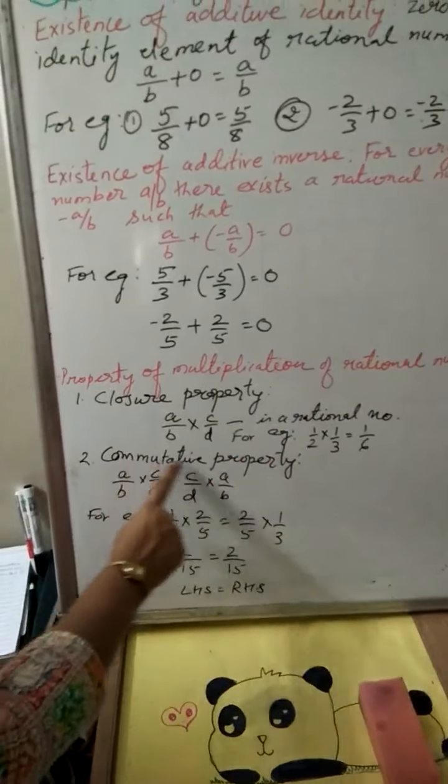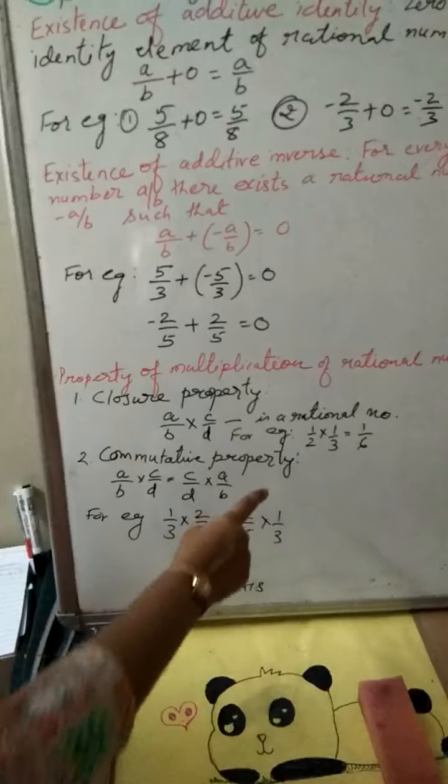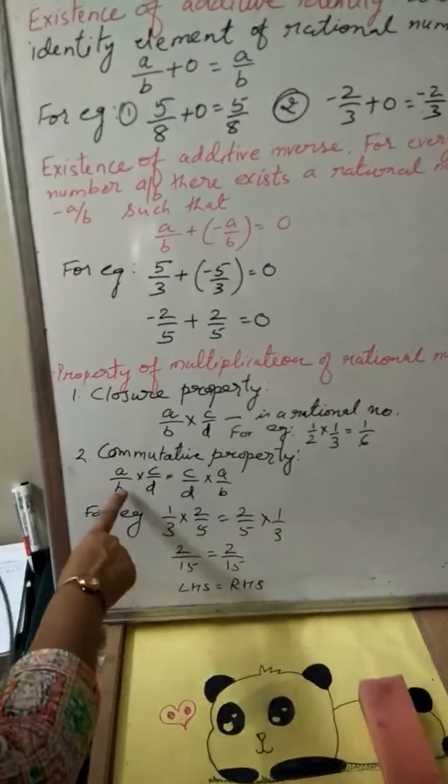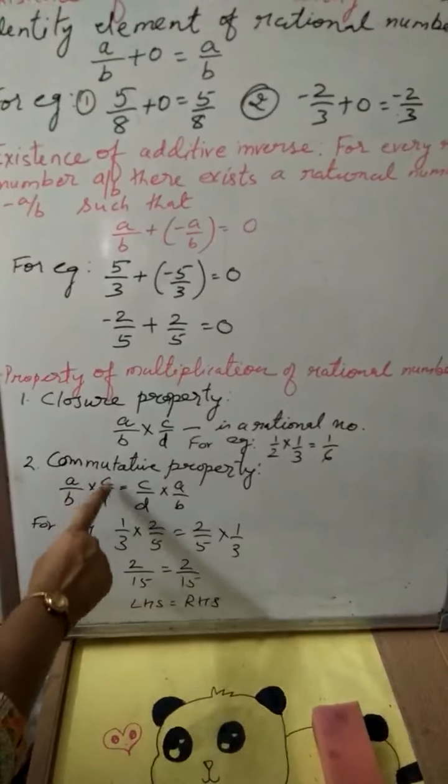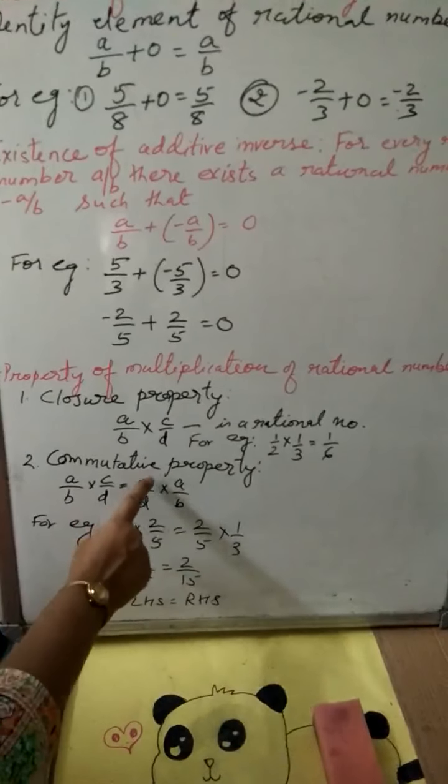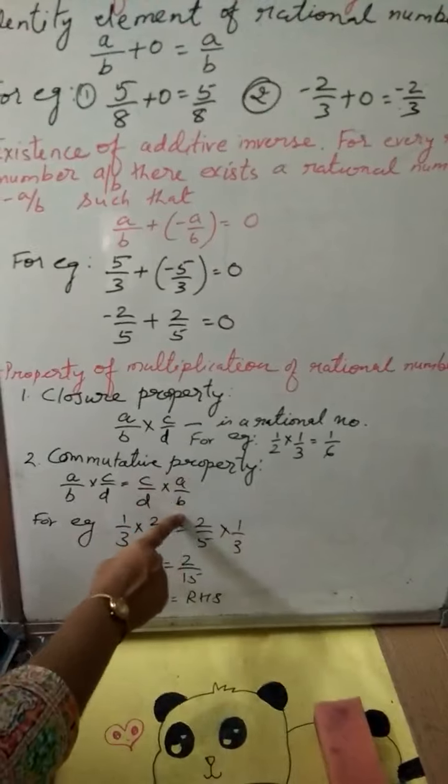Next is commutative property. For any two rational numbers A by B and C by D, A by B into C by D is equal to C by D into A by B.